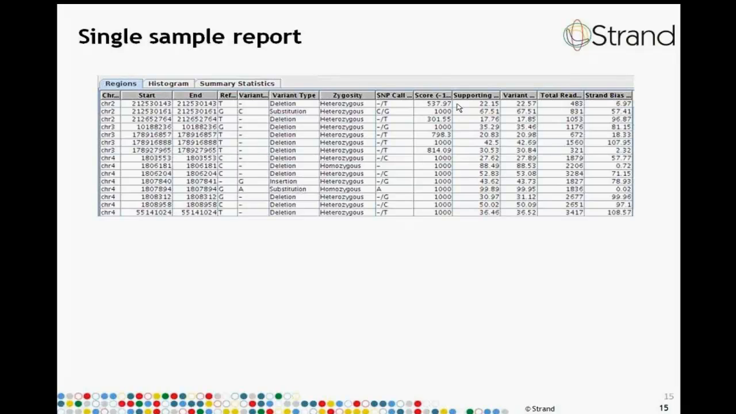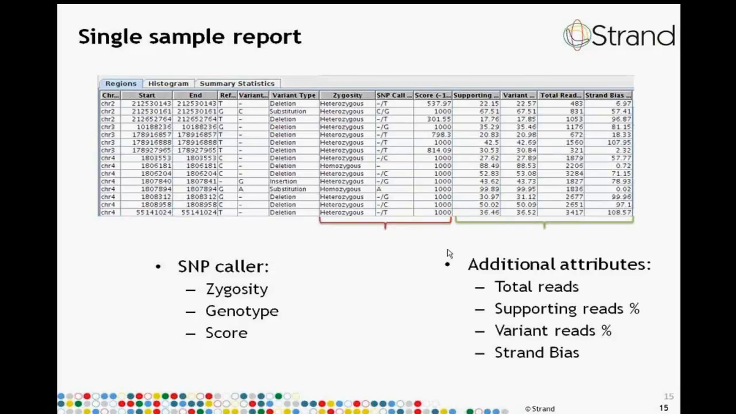And then you have supporting attributes. You have the percentage of reads which support the variant allele, total number of reads overlapping that particular location, the fraction of those reads which are different from the reference, and strand bias. So the 3 columns out here, the zygosity, the SNP call, and the score are assigned by the SNP caller. The others can be considered to be qualifying attributes. And the attributes are the total number of reads overlapping that location, the percentage of those reads which support the variant allele, the percentage of reads at that location which are different from the reference, and the strand bias. So supporting reads and variant reads, the definitions are quite straightforward.